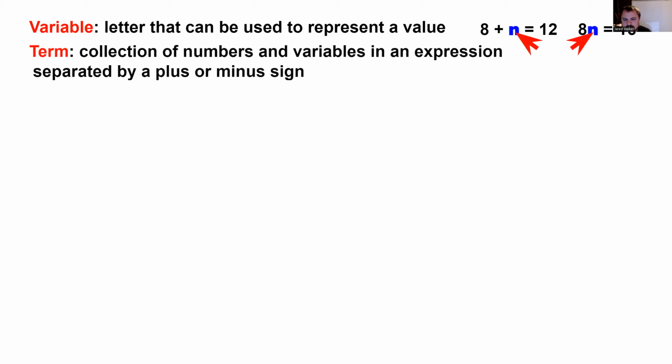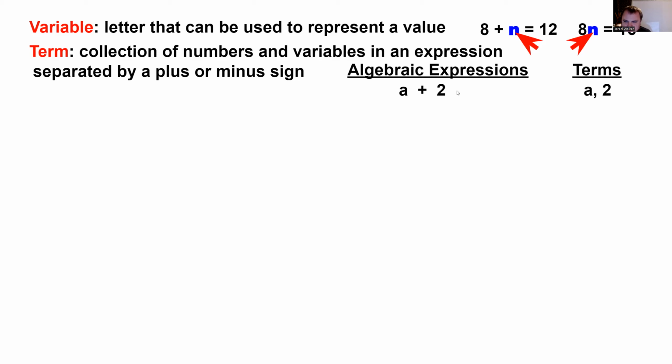Okay, a term. As we go through different math operations, you'll hear me say combine like terms, or eliminate the term. A term is just numbers and variables. But the key for figuring out what's a term is that terms are separated by plus and minus signs. So if you look, we have a plus 2. So a is one term, 2 is the other. If this said 3a plus 2, then 3a would be a term and 2 would be another term.